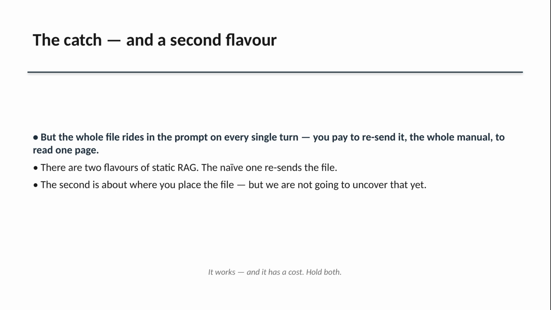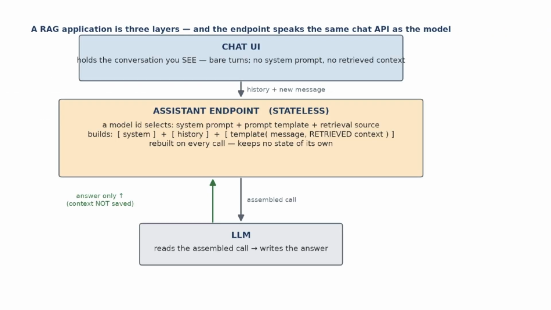But there is a catch. The whole file sits in the prompt every single turn, and we are paying a lot of tokens just to retrieve one page of 200. So this is expensive.